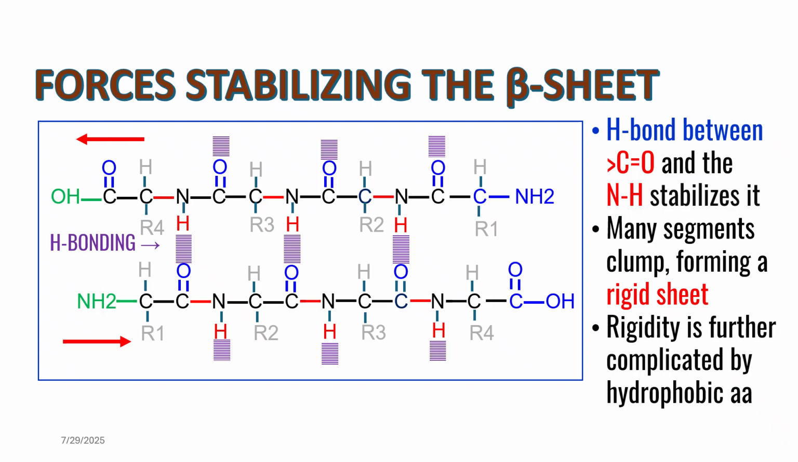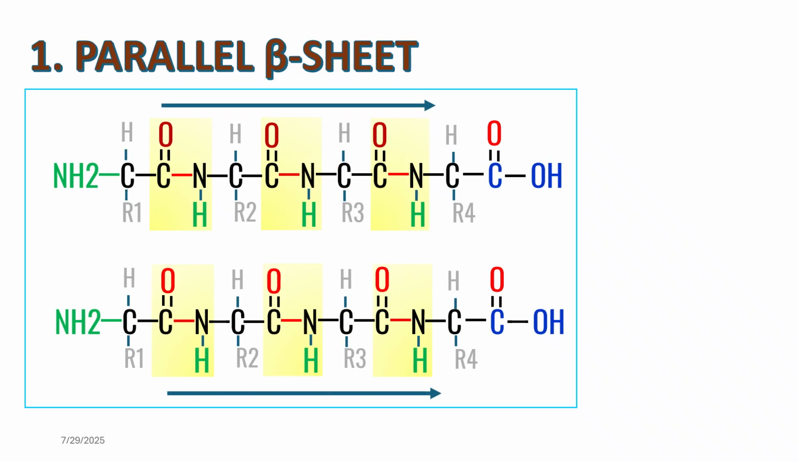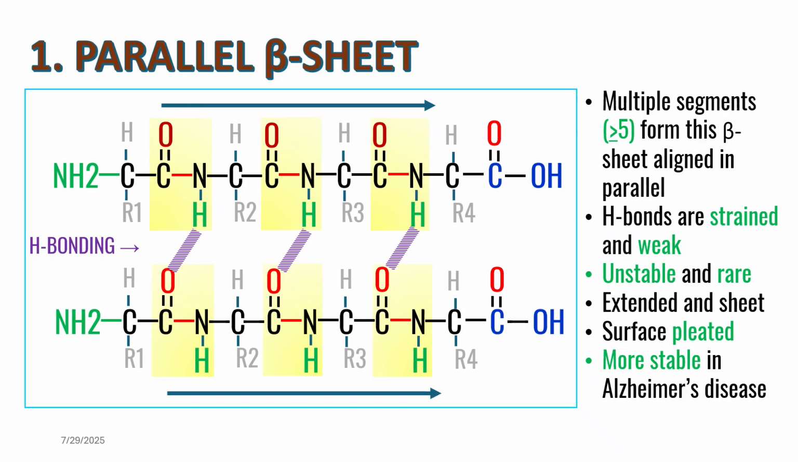Now, based on the orientation of hydrogen bonding as well as the directionality of the participating segments, there are two types of beta sheet which I will discuss one by one in the next slides. The first orientation is the parallel beta sheet orientation. This is called parallel because the participating segments are arranged in a parallel fashion. In this case, the hydrogen bond is between carbonyl oxygen and amide hydrogen of the peptide bond. However, the hydrogen bond loses its planarity, and as a result the bond is strained and weak, and this structure is rare under normal conditions. However, in certain disease conditions such as Alzheimer's, this orientation is more common and more stable.